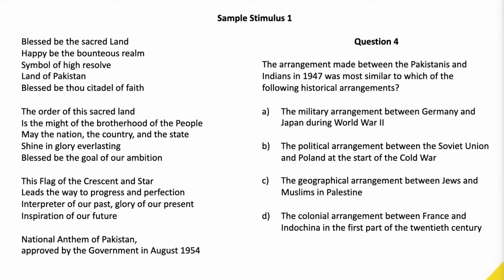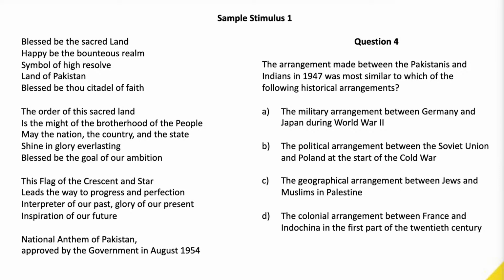Okay, number 4, we're looking at the arrangement made between Pakistanis and Indians in 1947. It is most similar to which of the following historical arrangements? Okay, so now we have an event that happened in 47, and we're being asked to compare it to one of these. At this point, we've got to find the similarities and the differences, and if there are differences, that's what we have to eliminate.